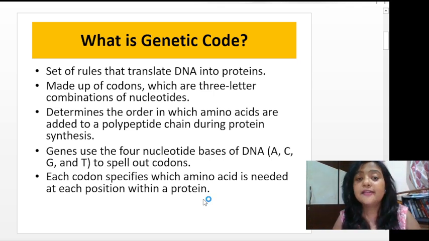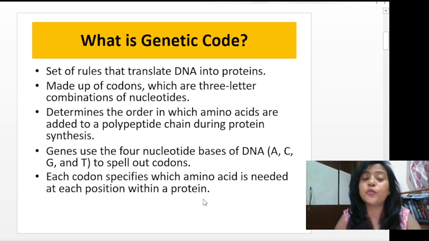So let's start. What is a genetic code? The genetic code is basically a set of rules. I told you it's a set of rules that will tell us how the amino acids in the protein are being arranged. So how do we read it?